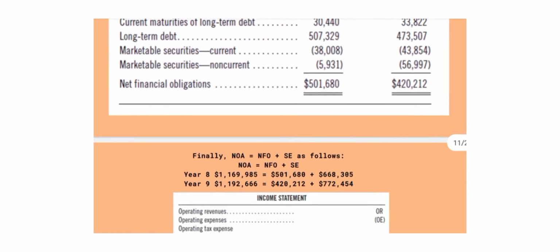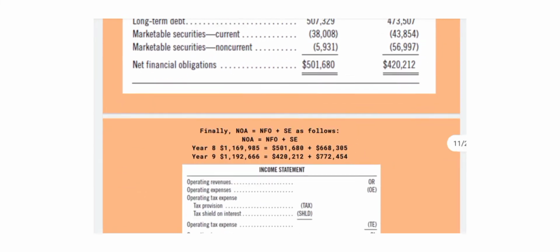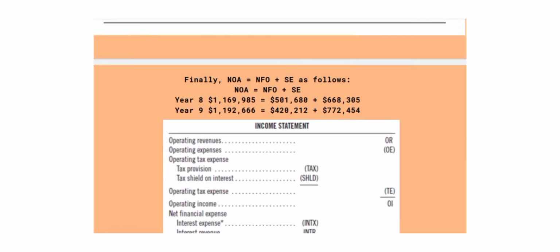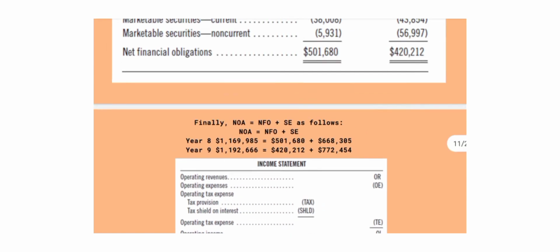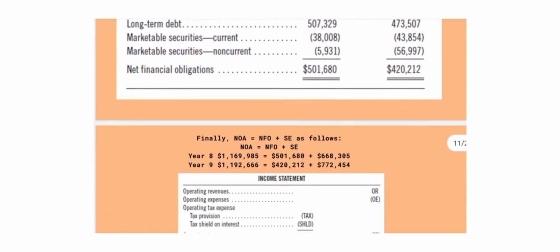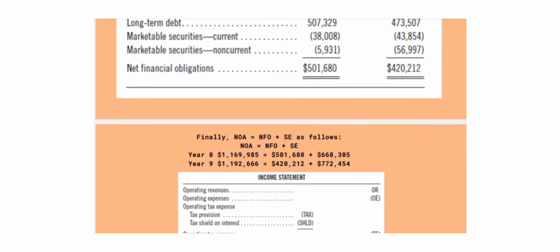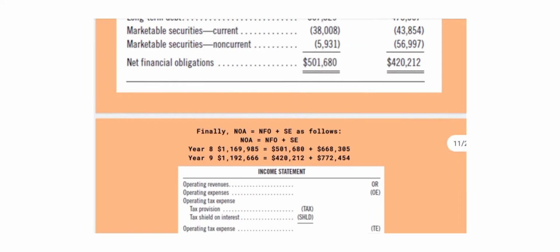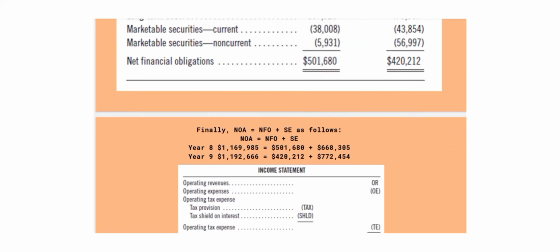And then we got this number, as you can see. And then we can finally calculate the net operating assets as net financial obligation plus stockholders' equity. As we know, we already got the net operating assets, and we want to find the stockholders' equity, so we can adjust the formula, and then we got this number.